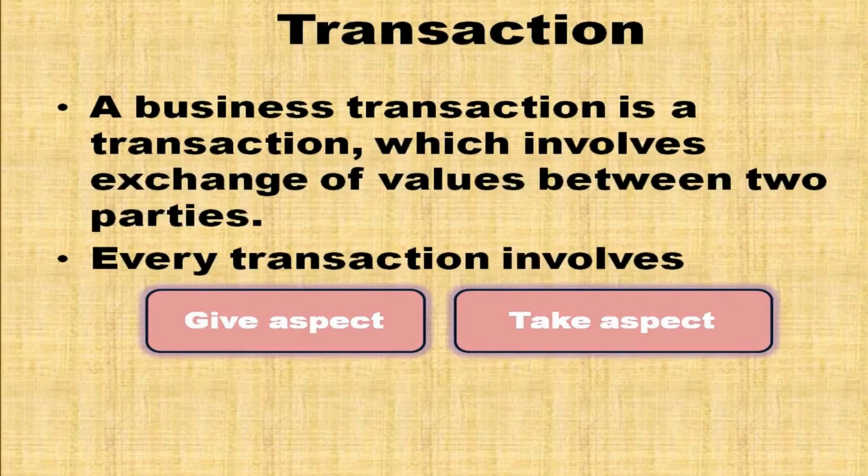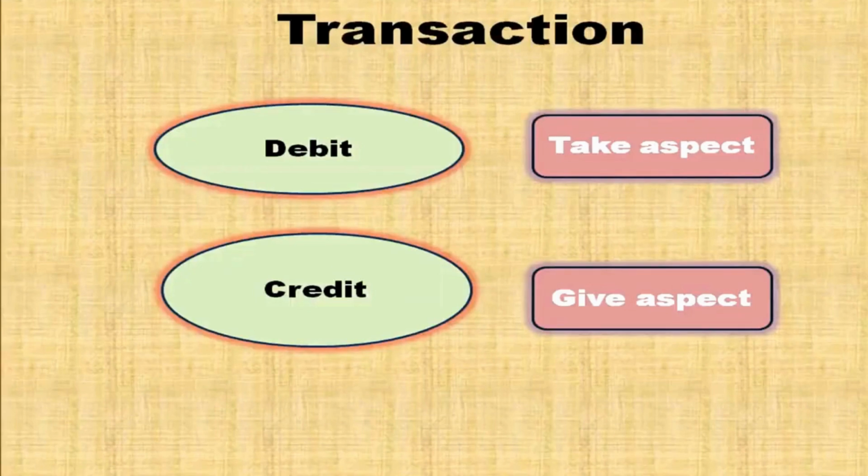A business transaction involves exchange of values between two parties. Every transaction involves two aspects. One is the giving aspect, another is the taking aspect. So, the giving aspect will be credited and the taking aspect will be debited.